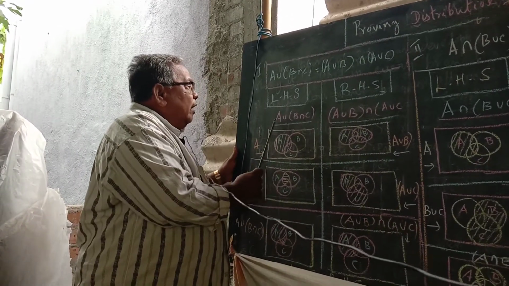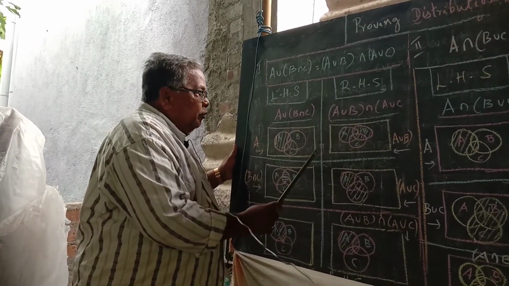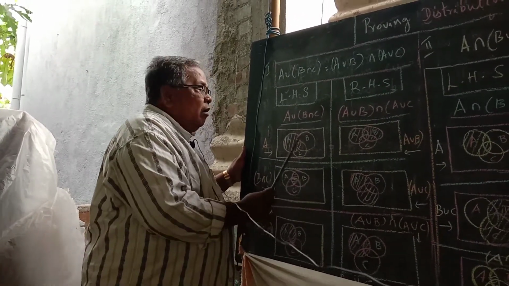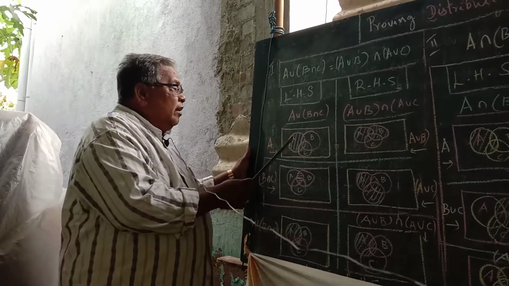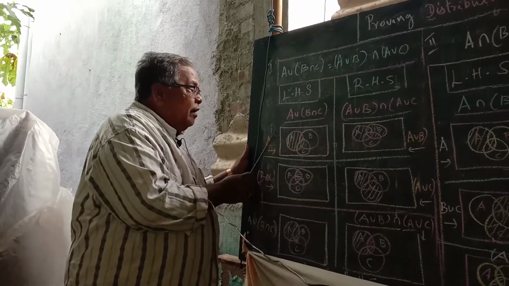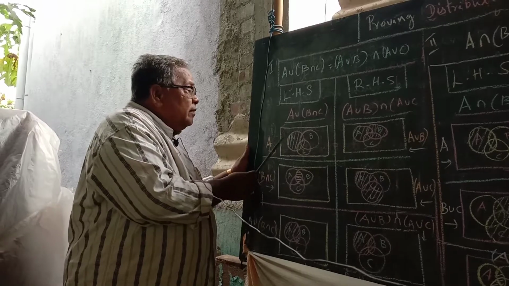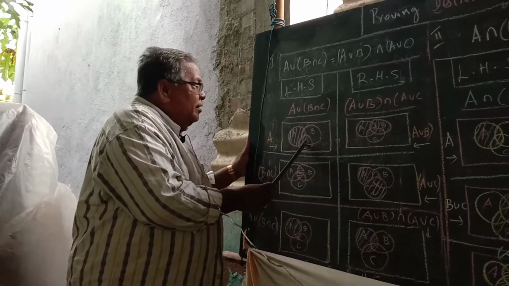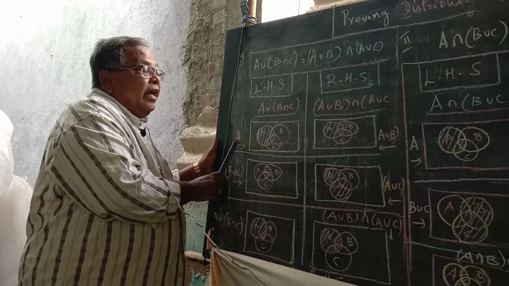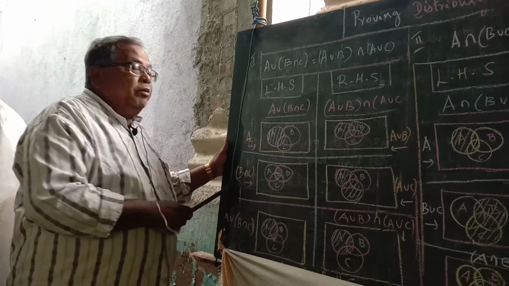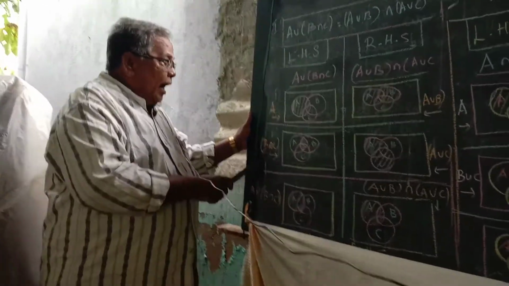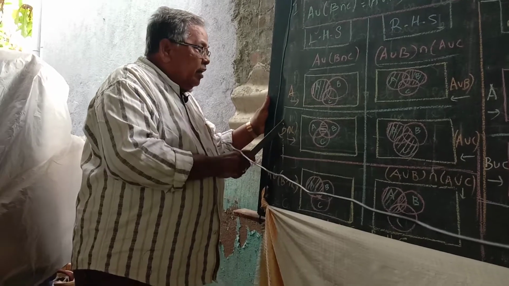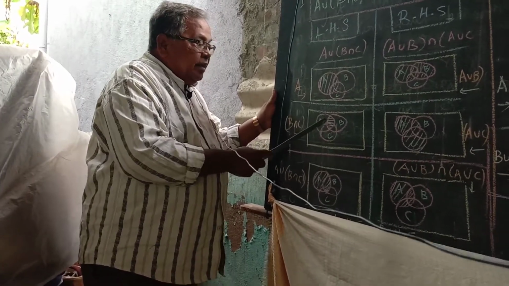And then I am drawing the Venn diagram. A, B, C, three sets are there. Three sets are mentioned in a circle. Now I am simply shading here. That is, I am shading A alone. That means it mentions the set A. In the second picture, I am shading B intersection C, the common elements in between B and C.